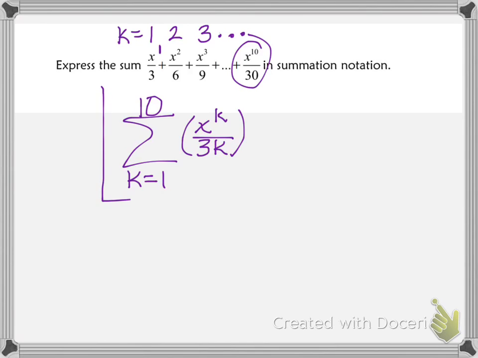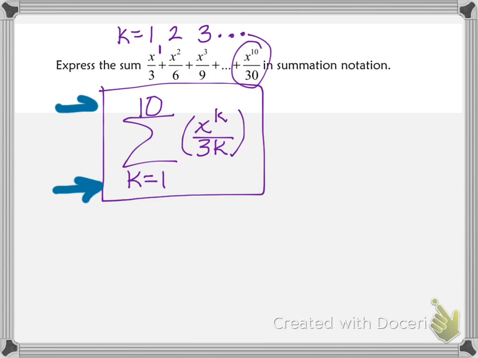So that is summation notation. Each of the pieces here says you're starting with your first term, you're going to your last term, and then that is the rule that gives you the different terms in that series.